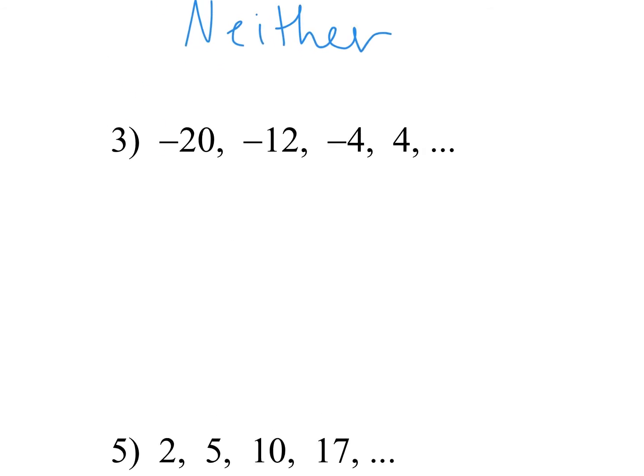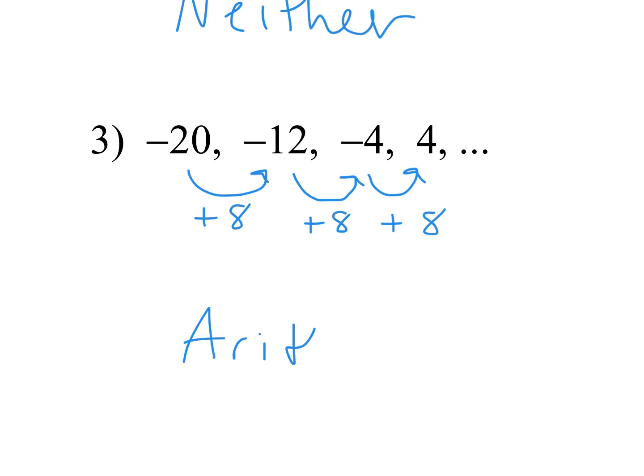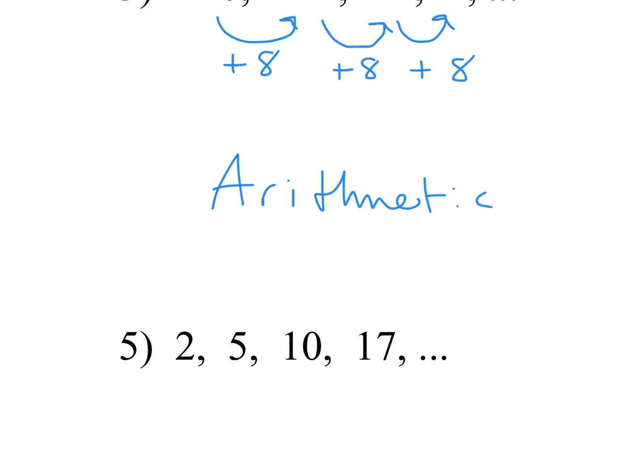Let's look at number 3. So what are we adding to get from negative 20 to negative 12? We're adding 8. Are we adding 8 to get from negative 12 to negative 4? Are we adding 8 to get from negative 4 to positive 4? So is this arithmetic, geometric, or neither? Arithmetic. Once you check and see if it's arithmetic, you're adding the same thing over and over again, you don't have to check and see if it's geometric because it's not going to be both. Once you know it's arithmetic, you're done.